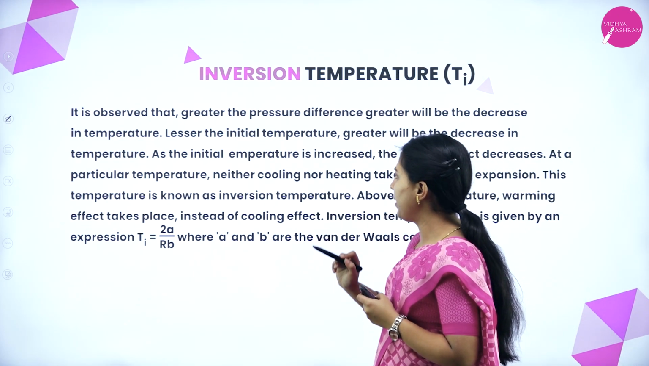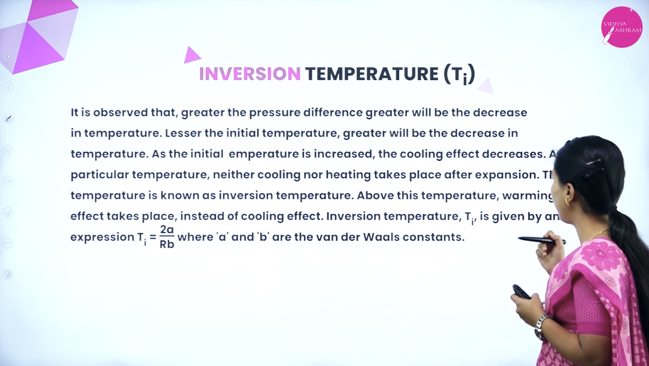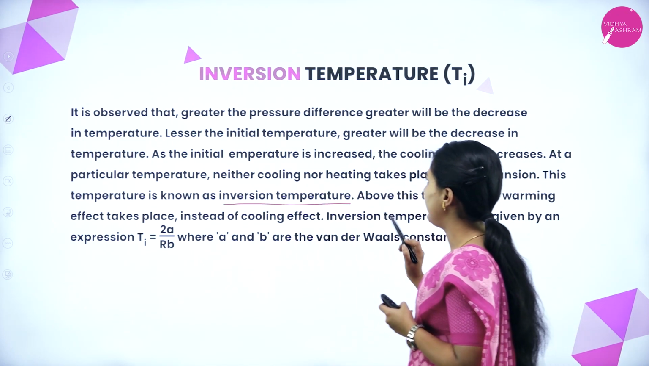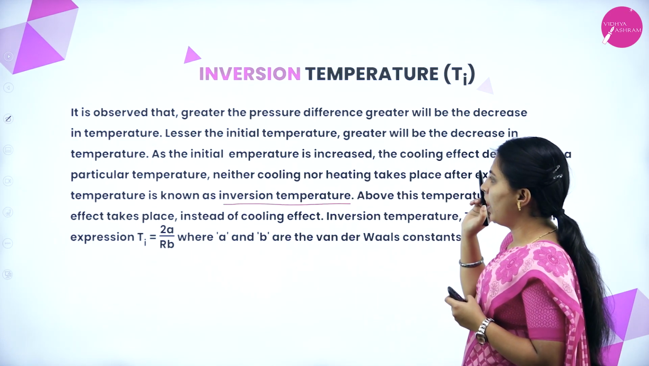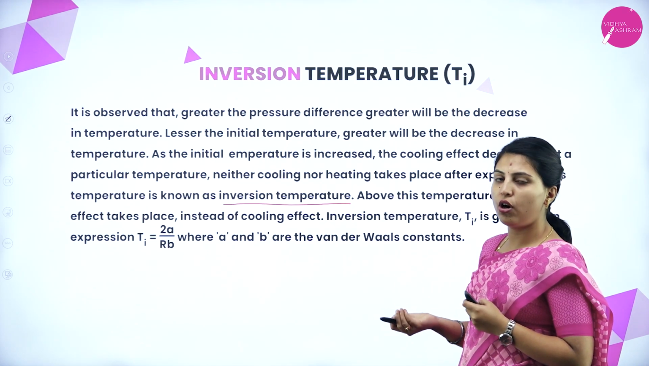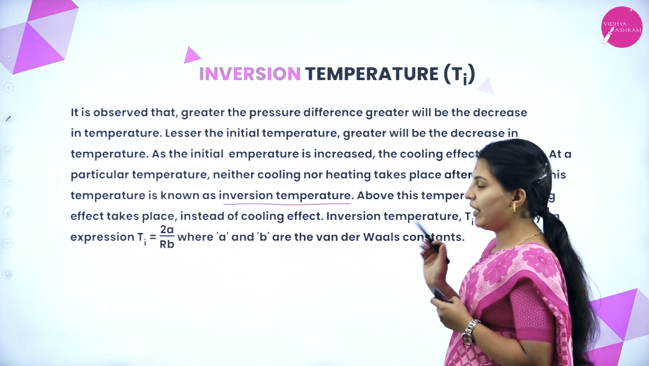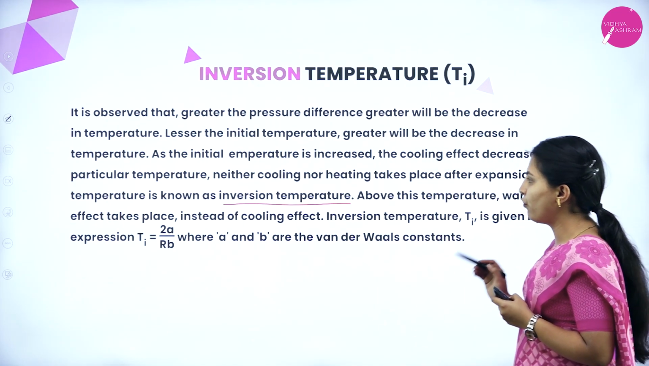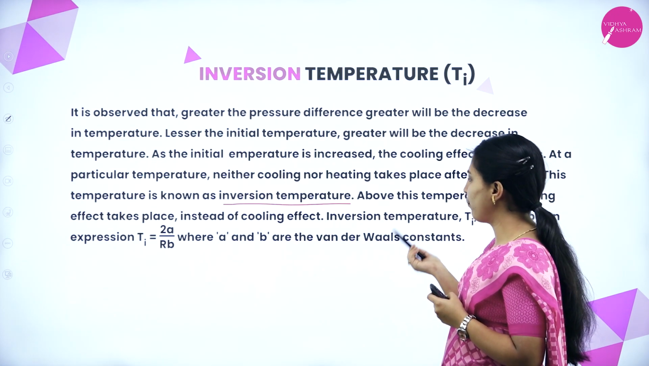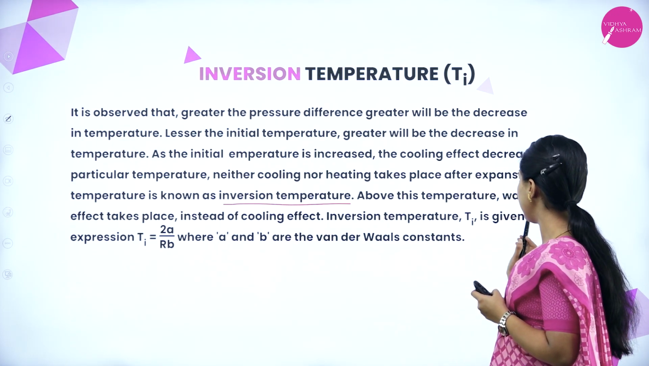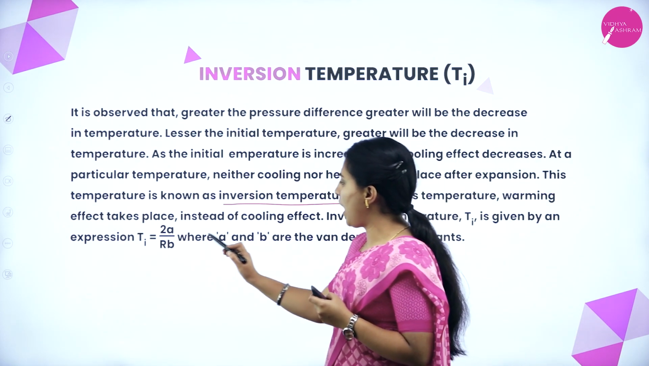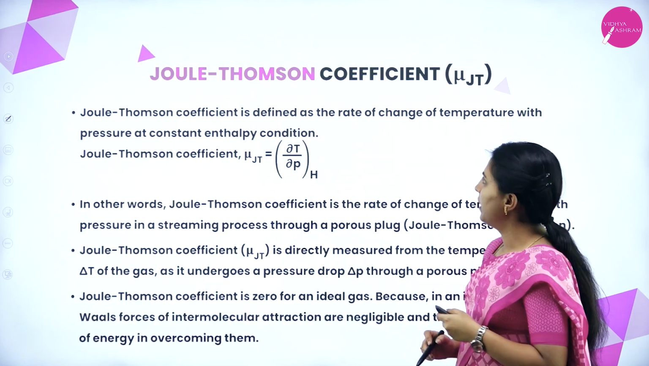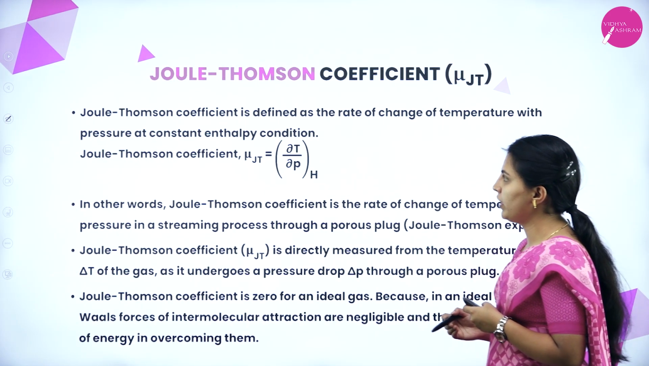At a particular temperature, neither cooling nor heating takes place after expansion. This temperature is known as the inversion temperature. Above this temperature, a warming effect takes place instead of a cooling effect. Inversion temperature, that is Ti, is given by 2a by Rb, where a and b are the van der Waals constants.